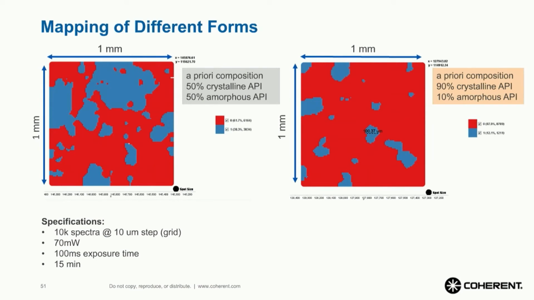And here we can see two different compositional tablets that were formed. On the left-hand side, we had a 50-50 mixture of crystalline versus amorphous API. On the right-hand side, we have 90% crystalline, 10% amorphous. But in the mapping mode, we're able to clearly identify all the different regions where you have the crystalline versus amorphous forms, and be able to get a good validation of what the content is for each in the tablet, to determine the best possible process that you're wanting to produce.